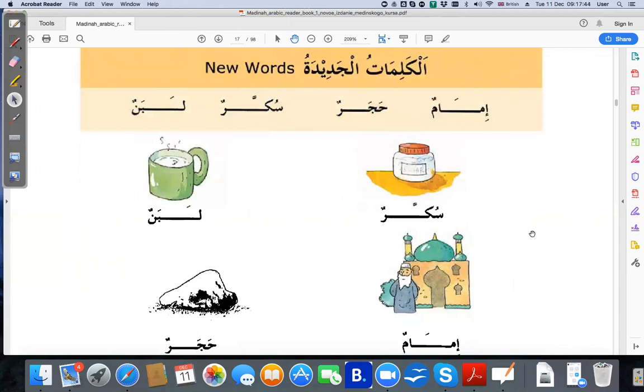These are the new words for this lesson. We have imam. We all know what is imam. It is the one who leads the prayer. We have hajaron. You know what is hajar? It's a stone. If we go to Hajj, we have a black stone, al-hajar al-aswad. We have sukkaron as well, sugar, and we have labanun, which is milk.